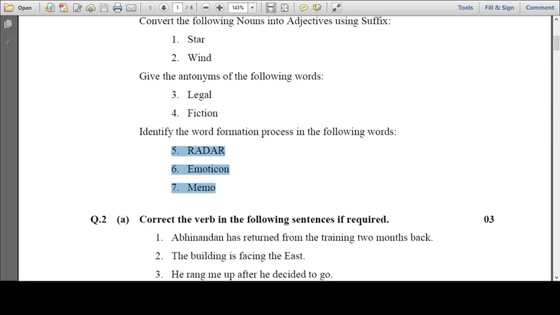Janvi: radio detection and ranging. This is actually the right answer, but you have to identify the word formation process. It means which kind of word formation process is there. We have seen so many word formation processes. For example, compounding, clipping, blending. You can say acronyms. So these are the word formation processes. You need to identify which kind of word formation process is there.